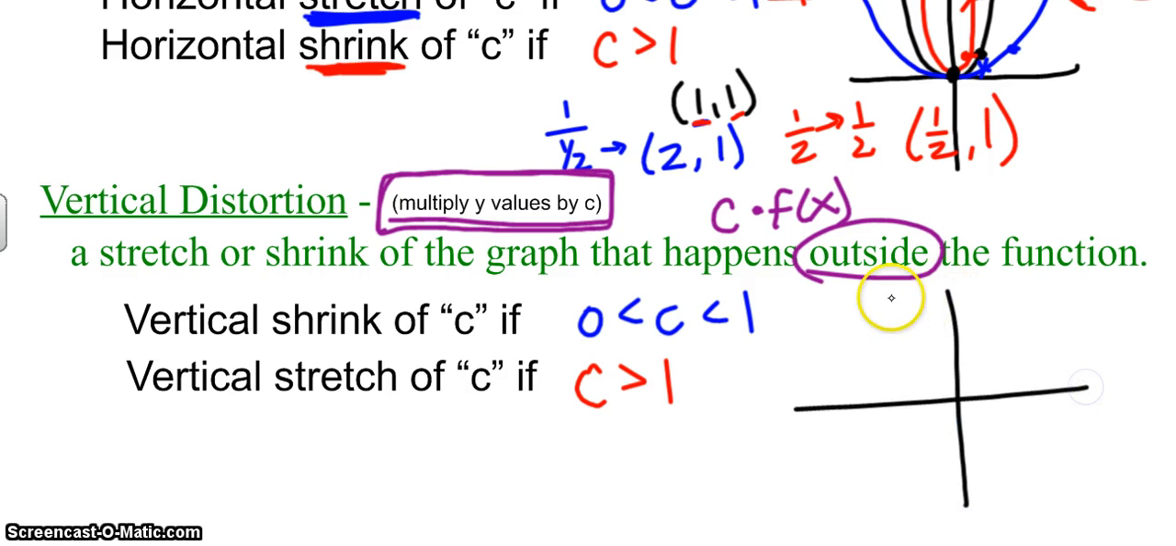So again, looking at a parent function of a parabola, a vertical shrink means that vertically it's going to be pushed down.